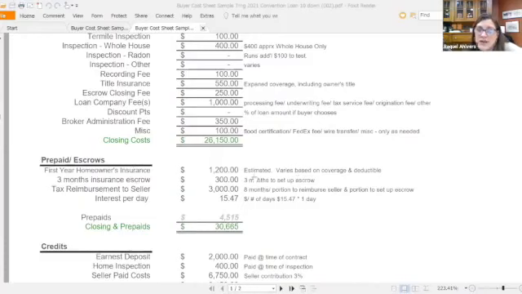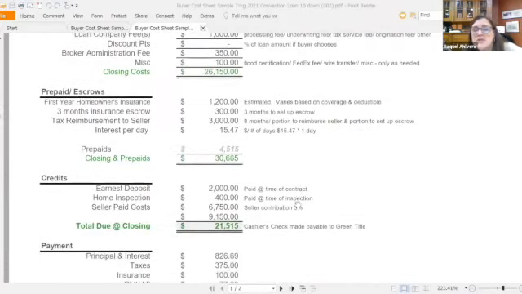And then we get into the credits. So in this case, we did a $2,000 earnest deposit. That's a credit. Home inspection. I like to put the home inspection on the cost sheet so that they have, here's all of the costs that you're going to be paying. In the case where you did a home inspection, Katie, and they did the sewer inspection after, you just talk with them briefly about that. They get it.